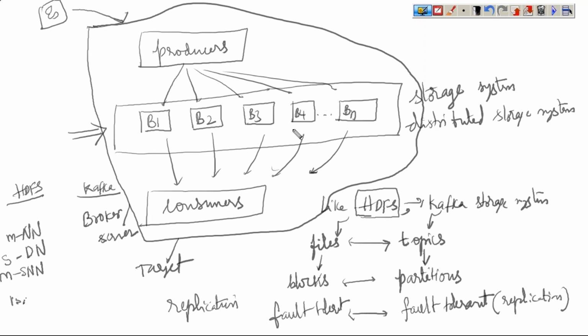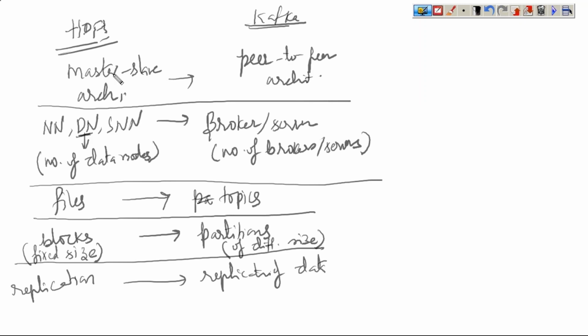The data is written by the producers into a cluster. What is a cluster? That cluster is made up of multiple instances of brokers or servers. So this architecture is not a master-slave architecture, it is a peer-to-peer architecture. Any doubts up to now? Okay, fine. These are the main differences between HDFS and Kafka: file system and partitions.